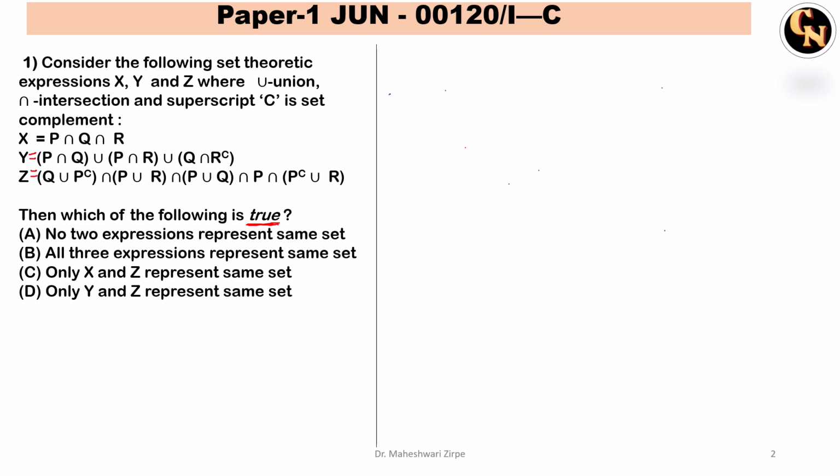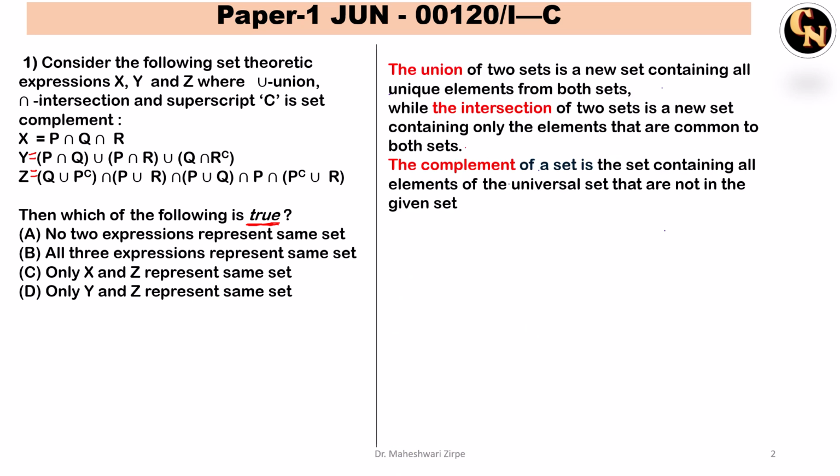Okay. So before we proceed to solve this, there must be a few students who have not studied statistics at their graduation or post-graduation level, or they must not be knowing how the intersections and unions are to be solved. So first let us understand the basic theory, that is, the union of two sets is a new set containing all unique elements from both the sets.